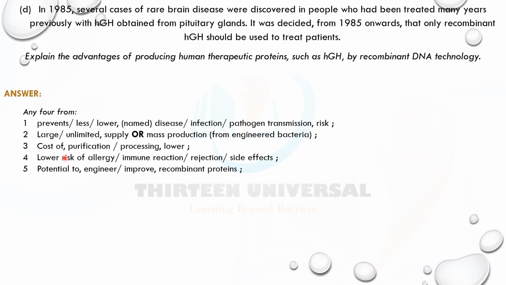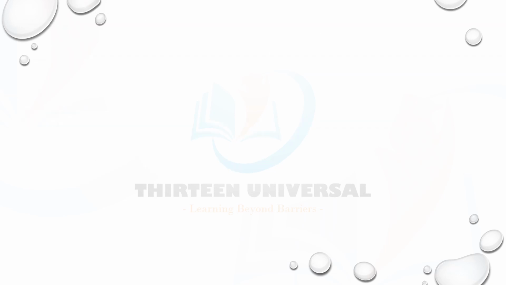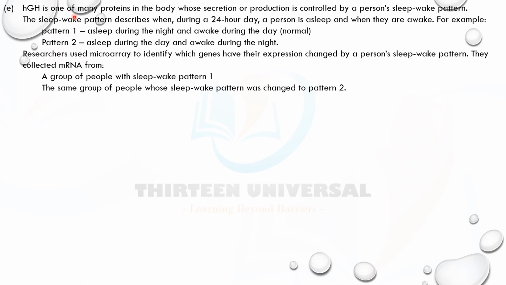Now remember, this can also be asked using insulin. They ask this question differently. Now look at number 5, potential to engineer or improve. If you're using that from recombinant DNA, you can always improve on it. Okay, 4 marks.